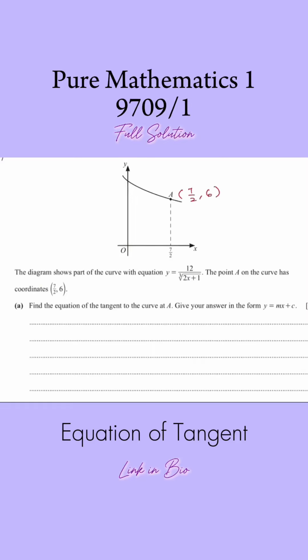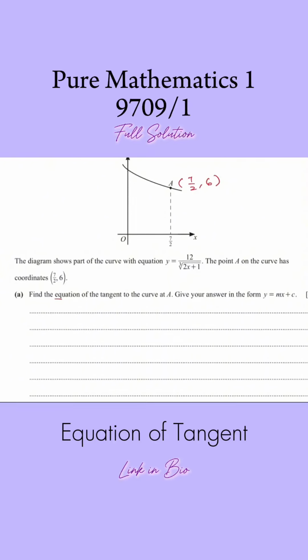So, to be clear about what the question wants me to do with the diagram: find the equation of the tangent to the curve at A. Equation of the tangent. The tangent is just a straight line, which means you have to write it in terms of y equals mx plus c, which means you will need to find the gradient.